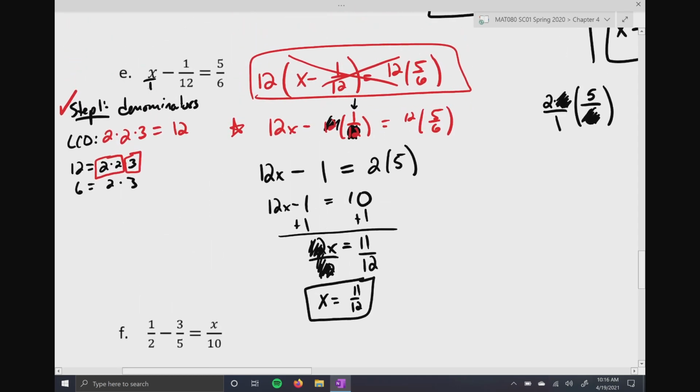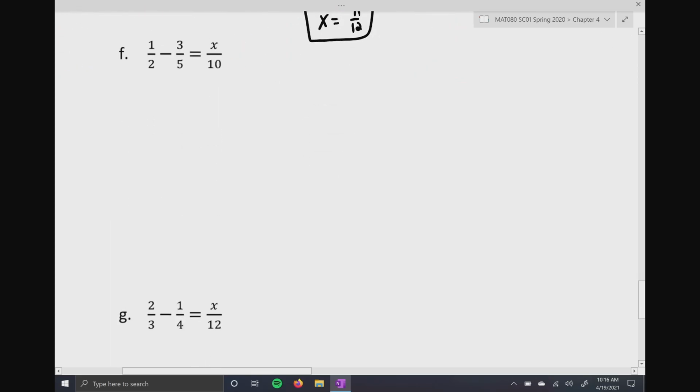In the previous example, I had a denominator of 1, which we don't really care about, but I had a denominator of 12 and a 6. What number times 6 equals 12? 2. So you know that you can multiply everything by 12. So down to letter F, we're going to multiply everything by 10. So 10 times 1/2 minus 10 times 3 over 5 equals 10 times x over 10.